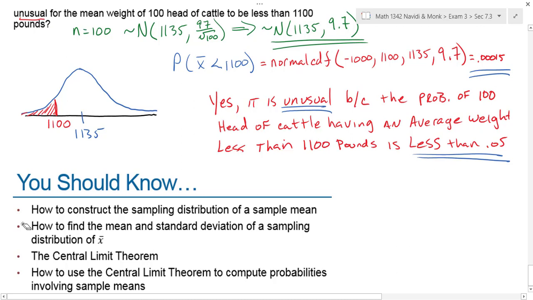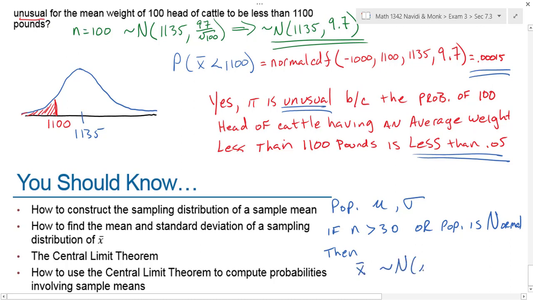After this lecture, you should know how to construct a sampling distribution of a sample mean, but more importantly, you should know what that means to us. What that means is if your population has a known mean and a standard deviation, if your sample size is larger than 30, or your population is normally distributed, then the distribution of your sample means is going to be normal with the same mean as the population, but the standard deviation is going to be sigma divided by the square root of n. And we can use this distribution then to find probabilities like we did in these last two examples. And this wraps up section 7.3.